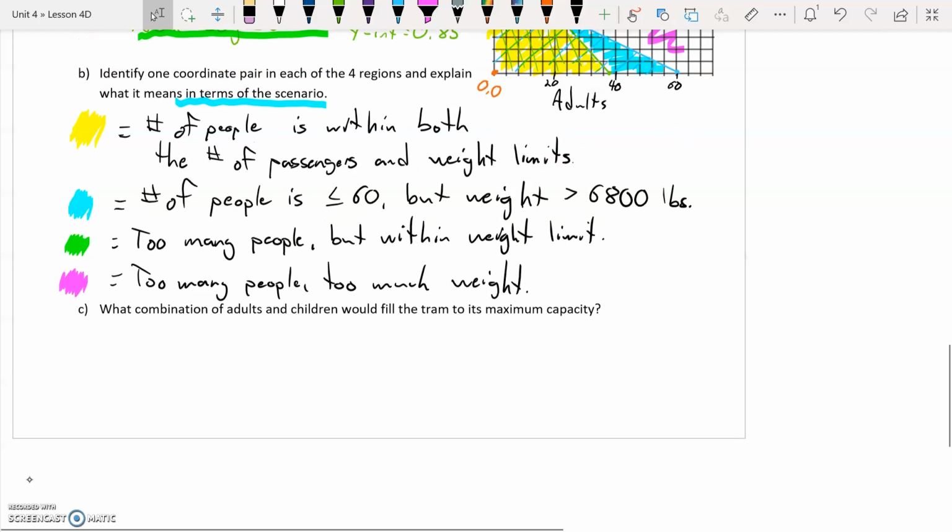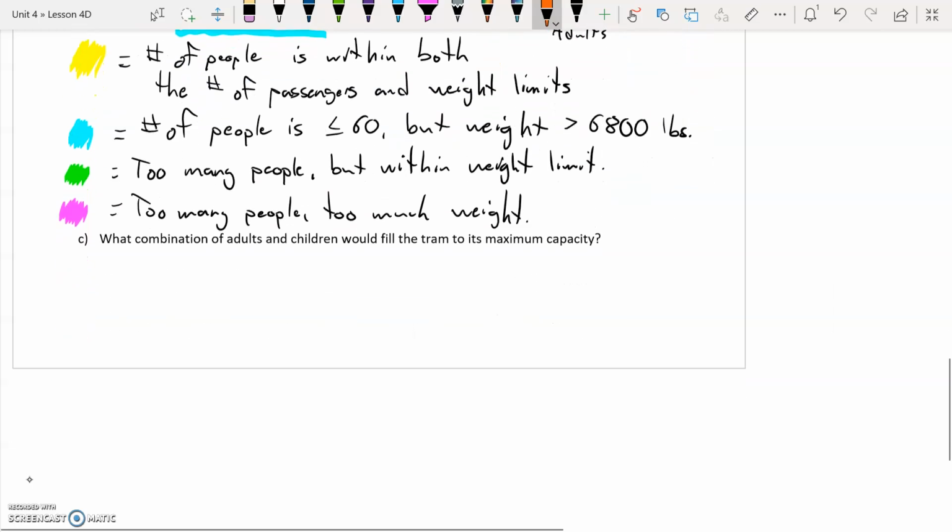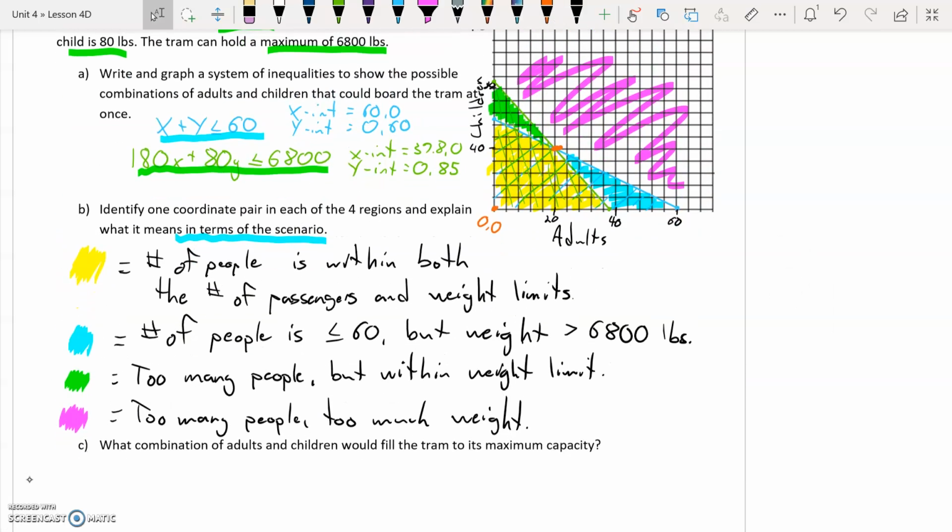So the final question is, what combination of adults and children would fill the tram to its capacity? That means you have exactly 60 people and exactly 6,800 pounds. That sounds to me like a system of equations instead, which is what we were talking about during the first part of this unit. So you're looking for the intersection point. Of course, you could use Desmos, put both of those equations in Desmos, and it would give you the intersection point. You could also use linear combination because they're both in standard form.